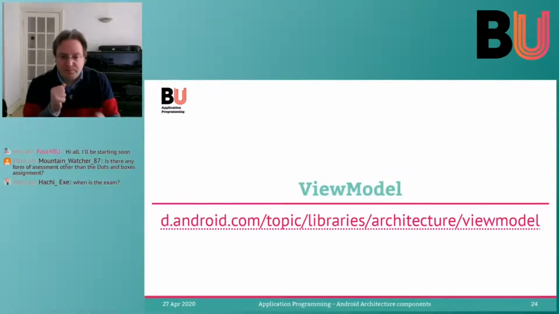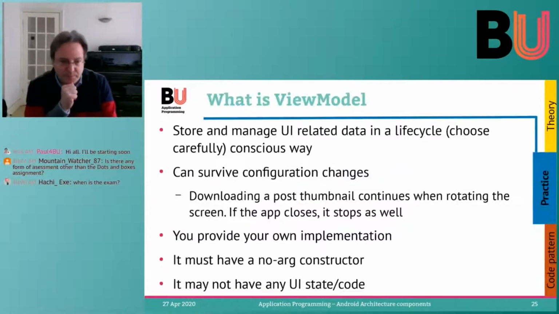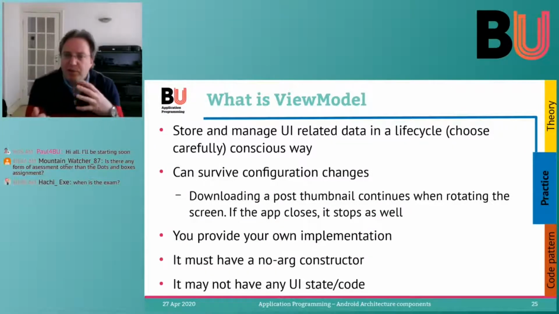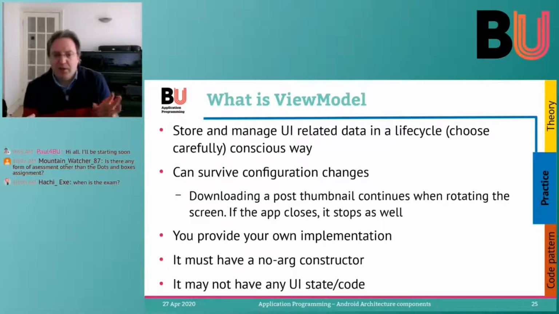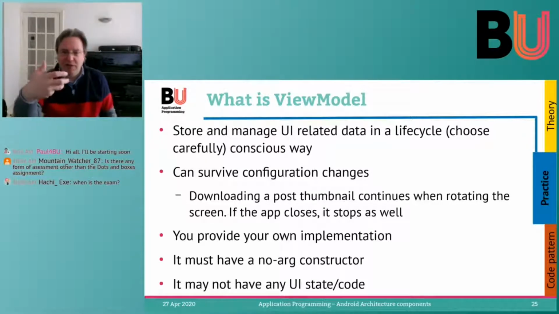A view model is basically a way to get live data. What you want to do often is you have data that is shared between different parts, with different activities or different fragments, etc. What you can do to deal with this is something called a view model. The nice bit about view model is that it survives configuration changes. So if you rotate your screen, view model will stay around.